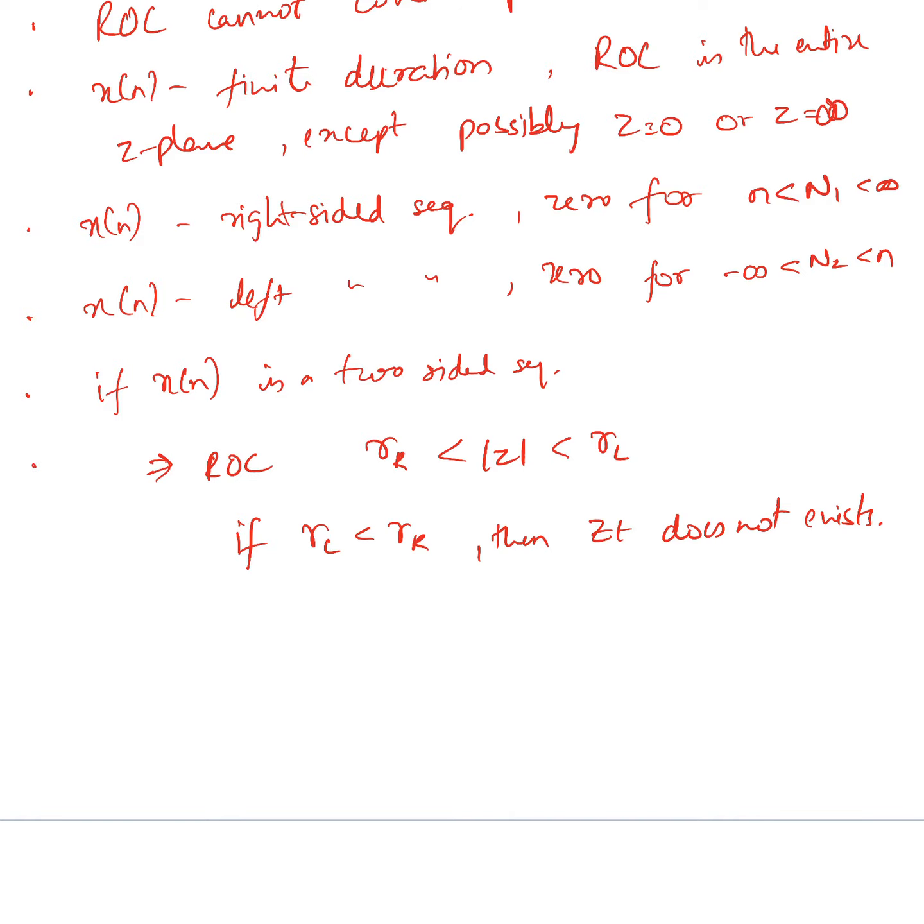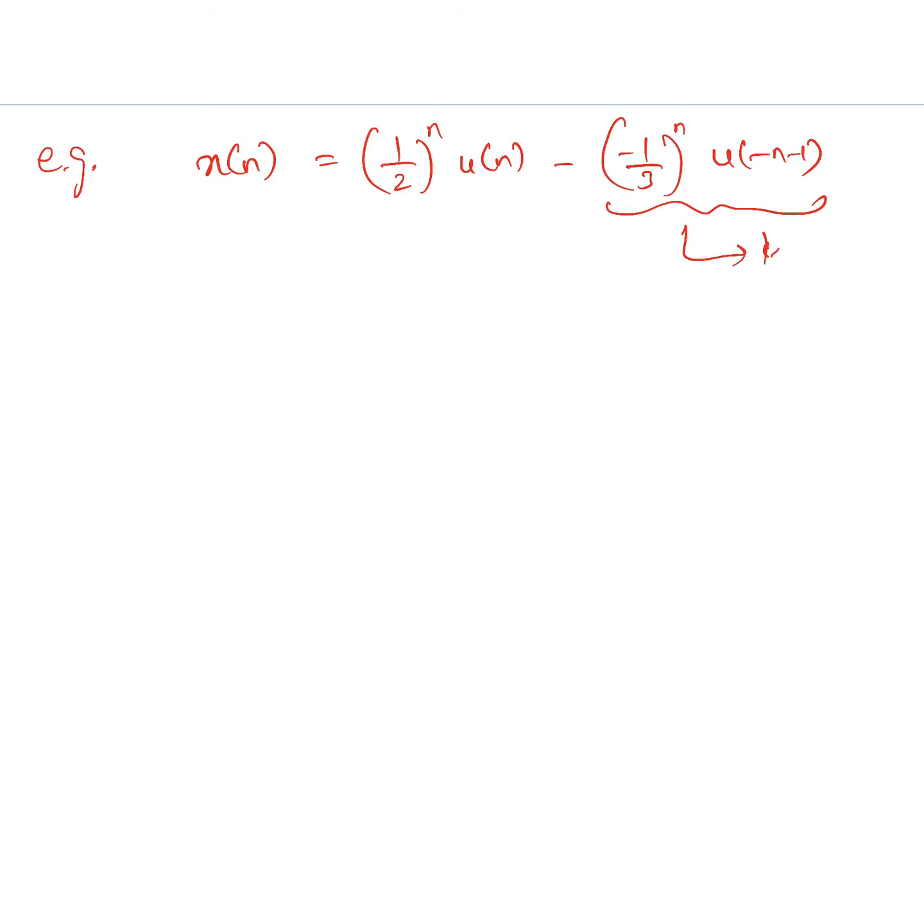Okay, we can see this by an example. Let's say some sequence is given by (1/2)^n u[n] minus (1/3)^n u[-n-1]. You will see that this part is a right-sided sequence and this part is a left-sided sequence.